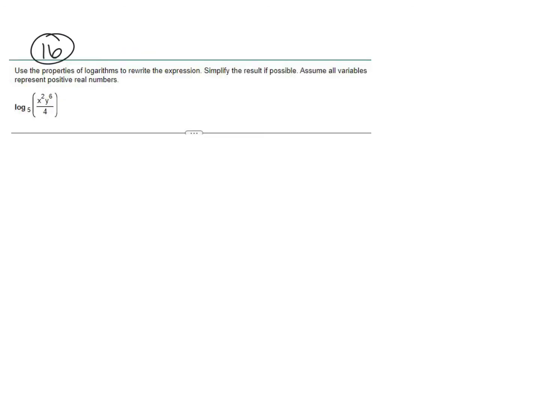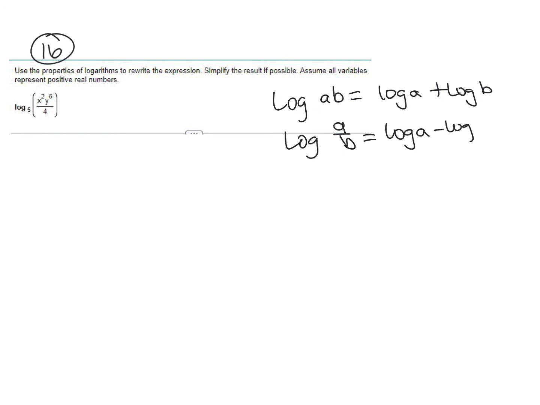All right, let's try this one. It says, use the property of logs to rewrite the expression. Simplify if possible, assume all variables represent positive numbers. Okay, so just a reminder, if you have the log of AB, that could be written as the log of A plus the log of B. If you have the log of A over B, that could be written as the log of A minus the log of B. If you have the log of A to the 4th power, that could be written as 4 times the log of A.